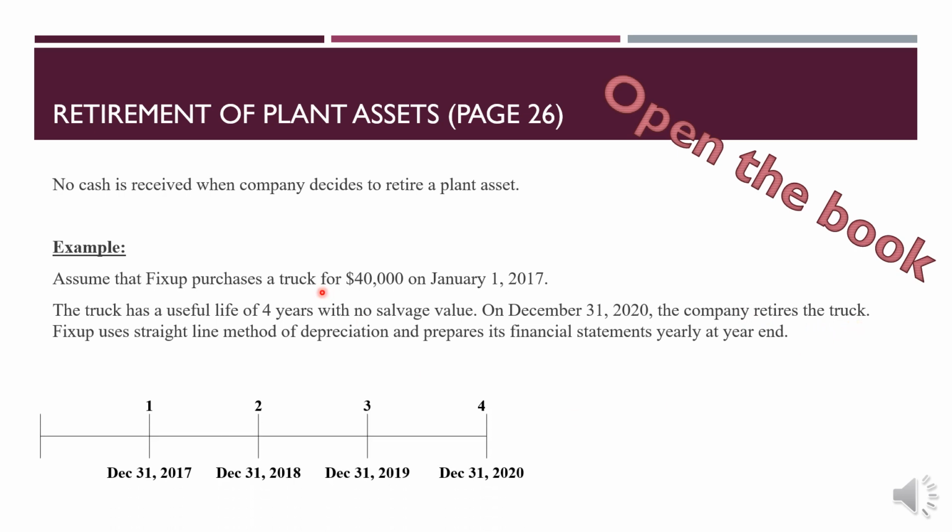Let's see the timeline of the truck. It was purchased on January 1, 2017 and used for 4 years, so it's expected to be used till December 31, 2020. The company decided to retire at the end of its useful life, which is December 31, 2020. So here the truck was fully depreciated.